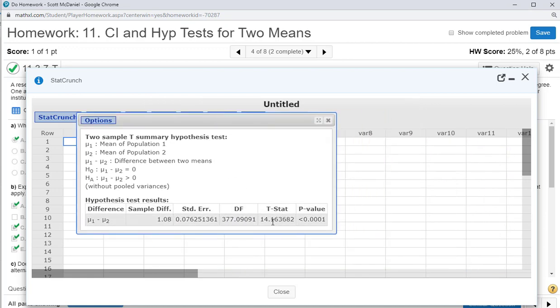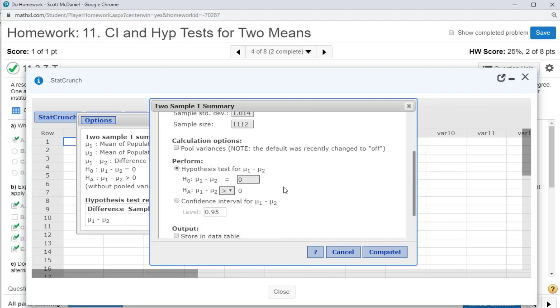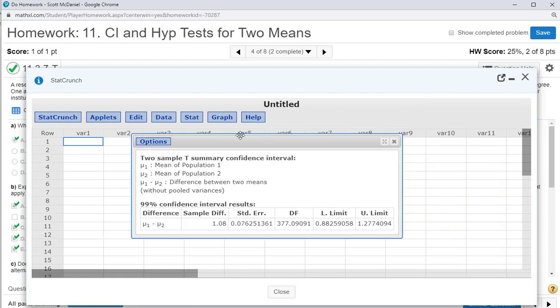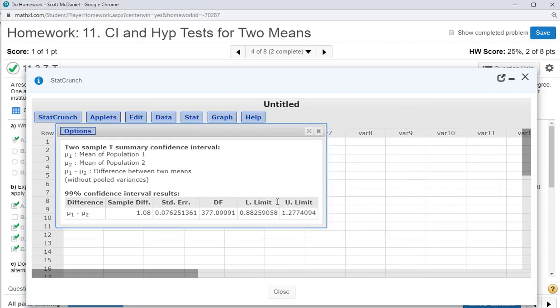There's our t-stat at 14.16, which is huge. I mean, our sample difference was 1 with a super small standard error. P-value, notice how this is reported. It just says less than 0.0001. Okay. We can run a confidence interval on that if we want to. Just scroll down here. Choose confidence interval. And I believe we just ran a 99 a second ago. Let's do it again. And we get exactly the same values we did when we ran this on the TI-84. So I hope that helps.